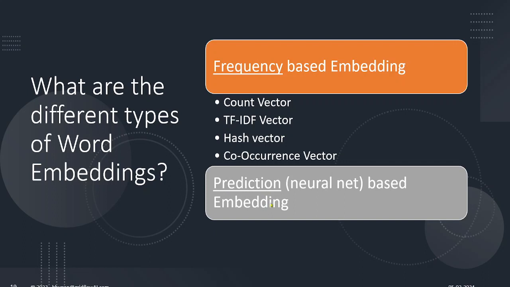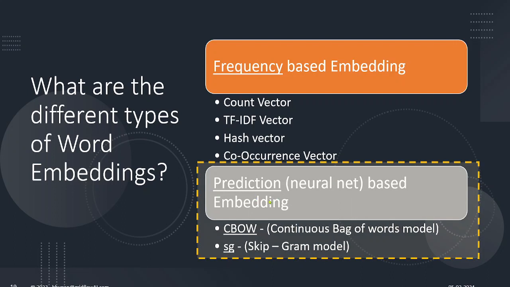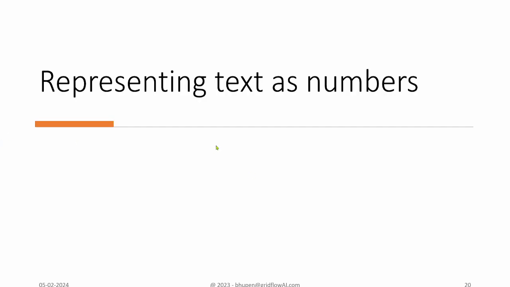Then the second type of generating the embedding is through neural nets, called prediction-based. The models which are popular are called continuous bag of words and skip-gram. We'll be focusing on this second type of word embedding generation, which is through neural nets.